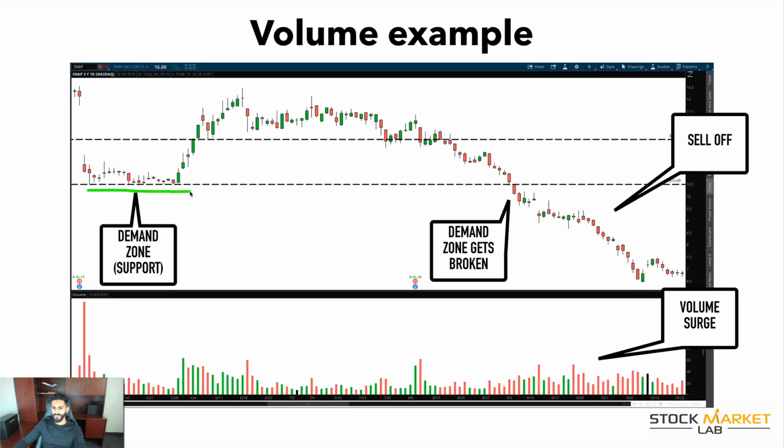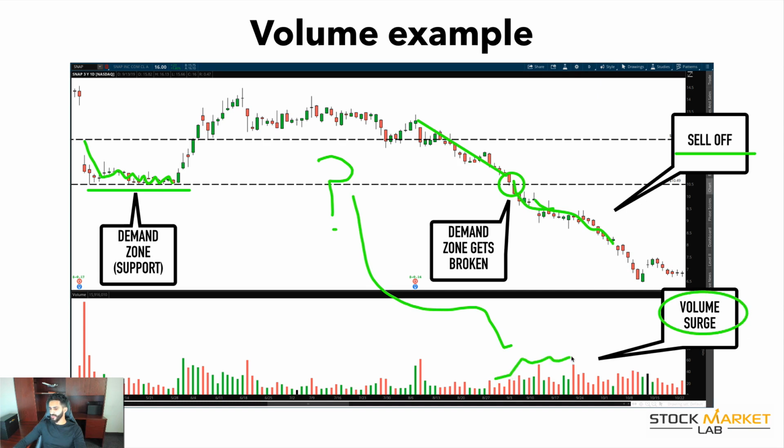Another example. If you guys look right here. Demand zone. You can see buyers are holding the stock up, stock is going right into the demand zone again, and we're going to go over demand zones next. Demand zone gets broken. As it gets broken, what happens? There's a sell-off, stock starts going down. Is that a strong move down? Yes or no? How do we know? Volume. Volume is surging. If you look at volume here, you can see volume starts surging. That is a strong move down.